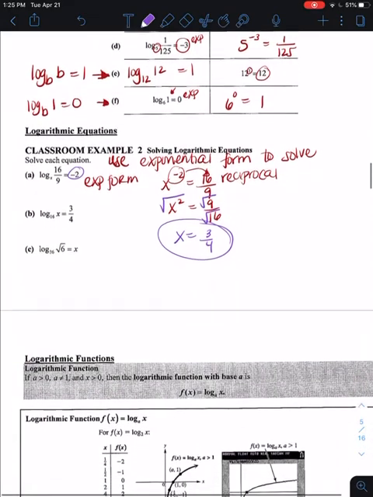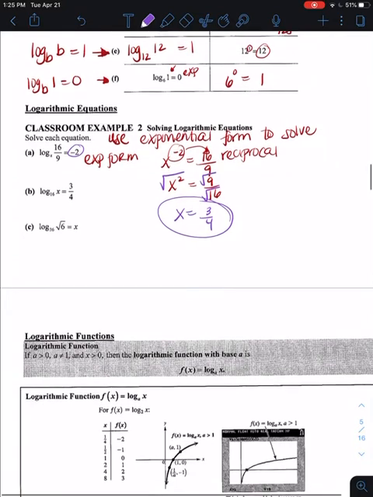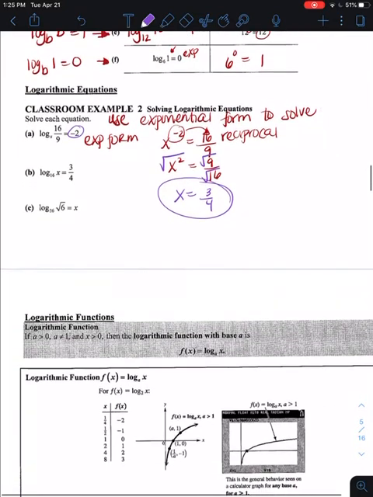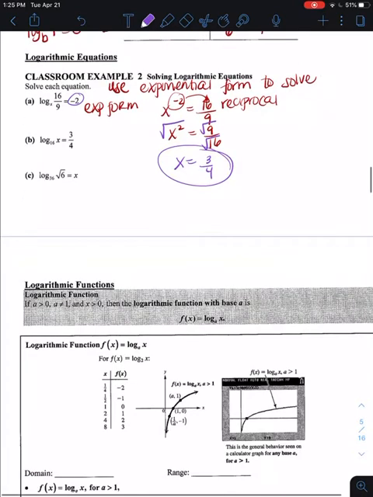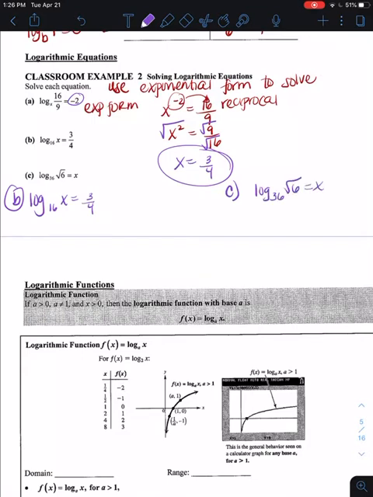All right, so maybe stop and pause the video, try part B and part C. Rewrite it using exponential form and then solve for the variable x. All right, for part B, I'm going to just move down here. Let me see. I'm going to label this as part B. So part B is going to be log base 16, x equals 3 over 4. And over here, I'll do part C, log base 36, square root of 6 equals x.